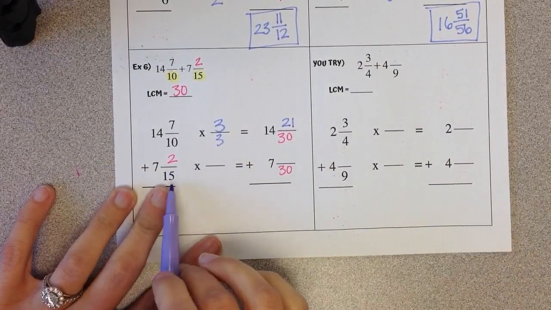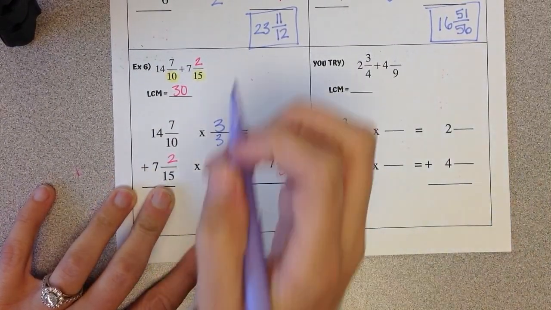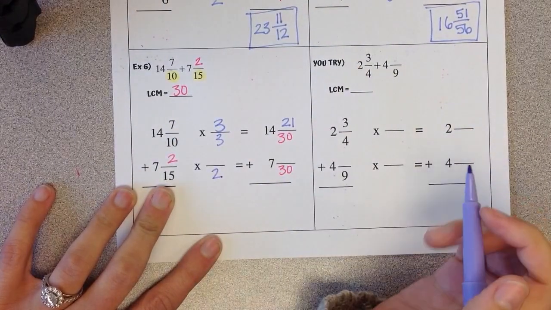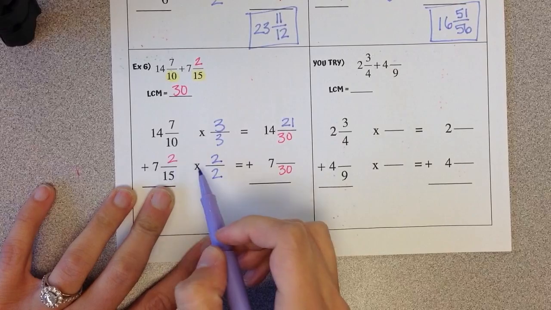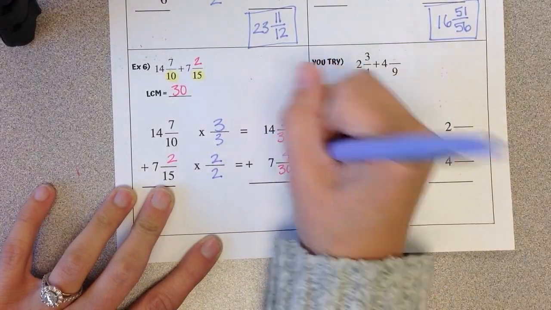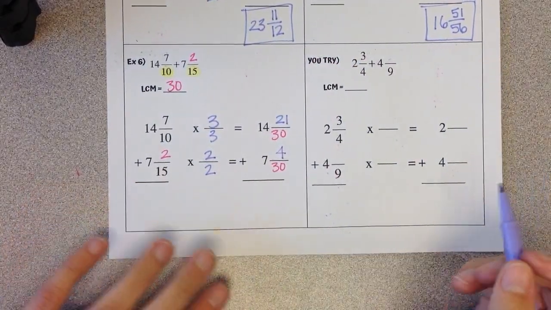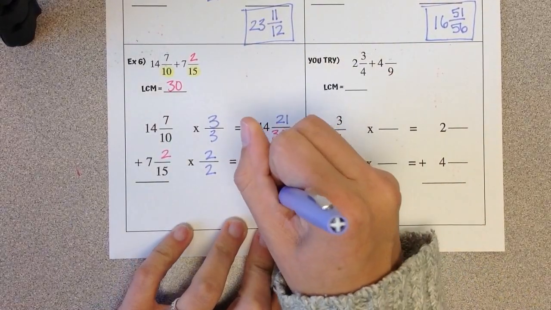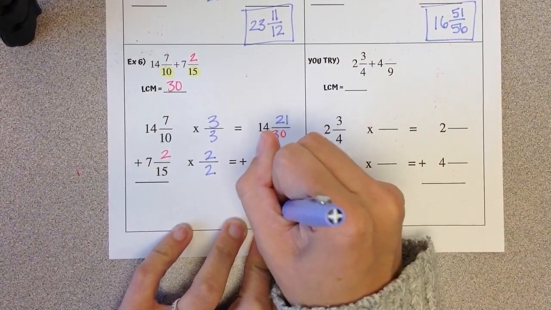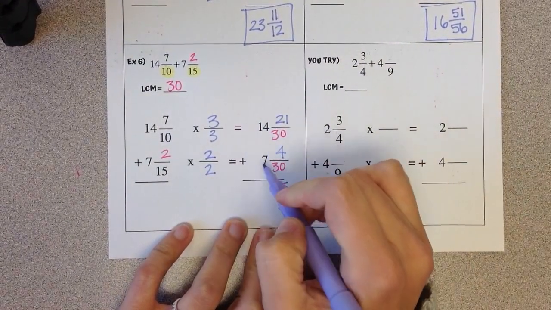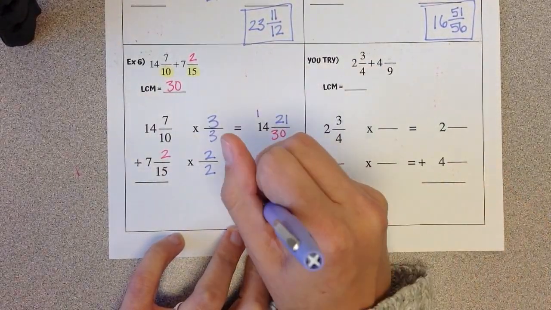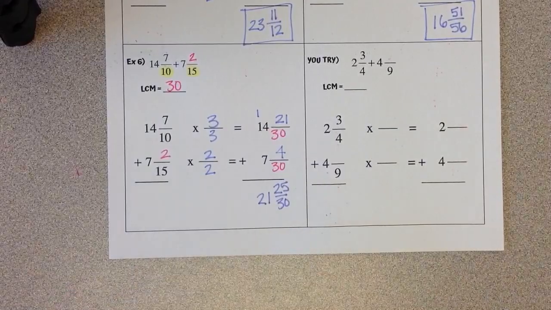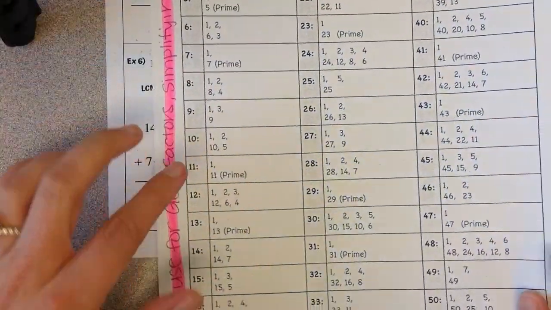And our bottom fraction, 15 times what is 30? 15 times 2 is 30. If I multiply the bottom by 2, I need to multiply the top by 2. 2 times 2 is 4. Now we can add. 21 plus 4 is 25 over 30. 14 plus 7, well, 4 plus 7 is 11. Carry the 1. 1 plus 1 is 2. I'm going to double check on my factor chart.